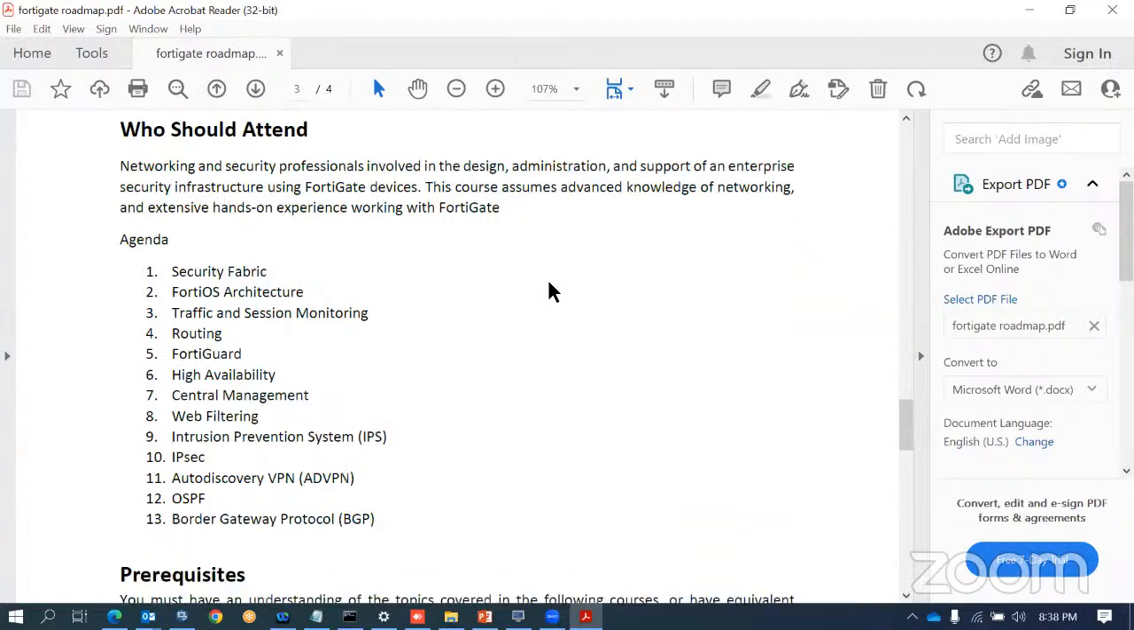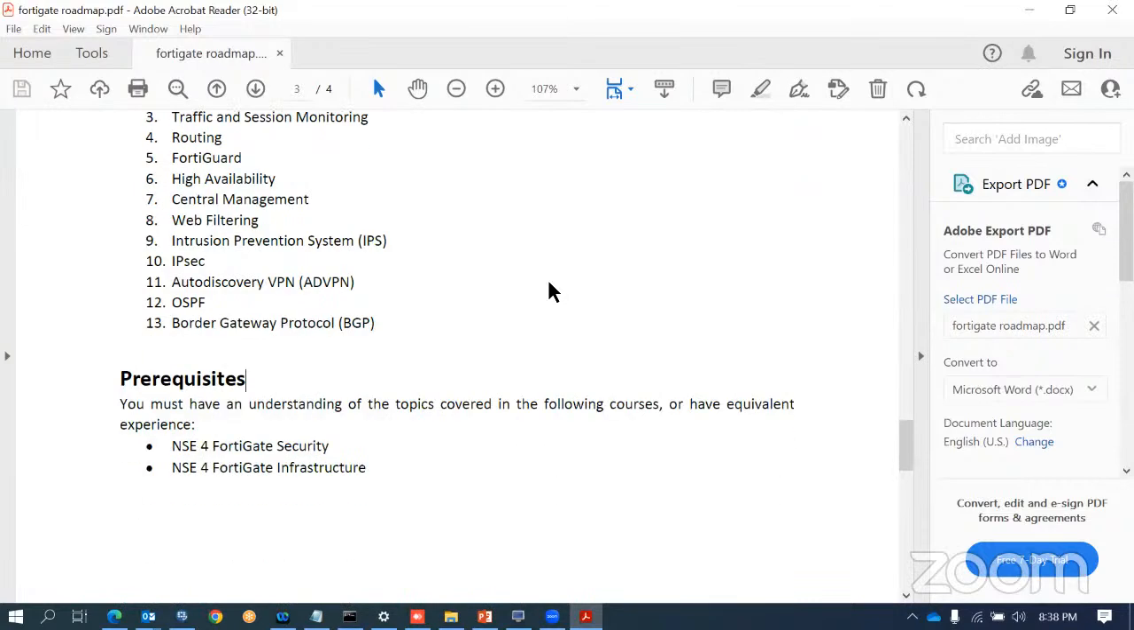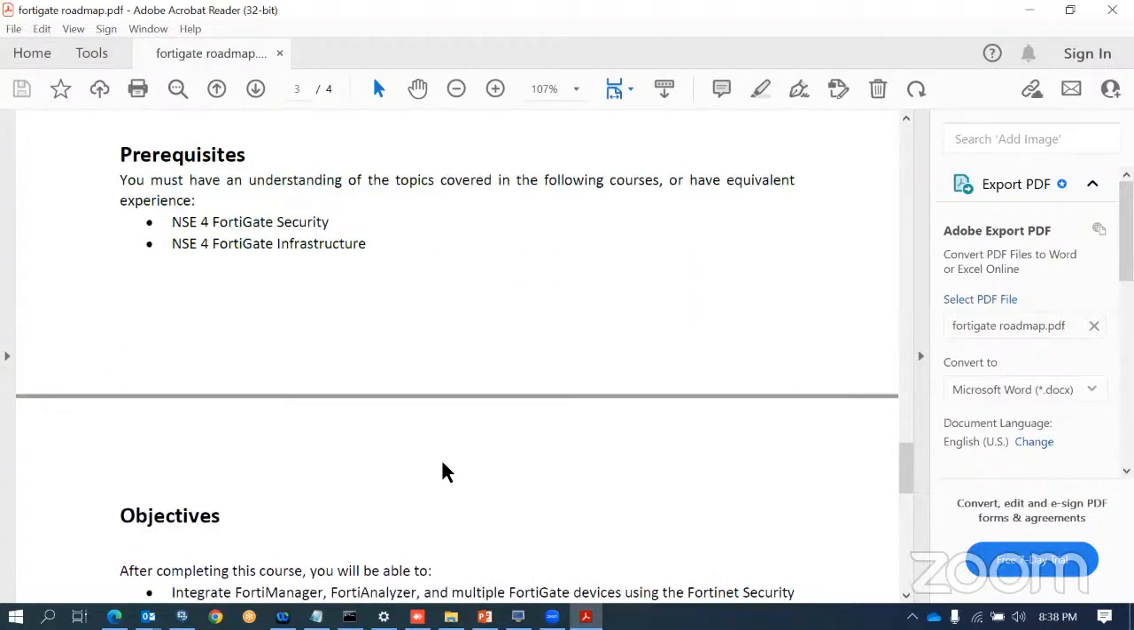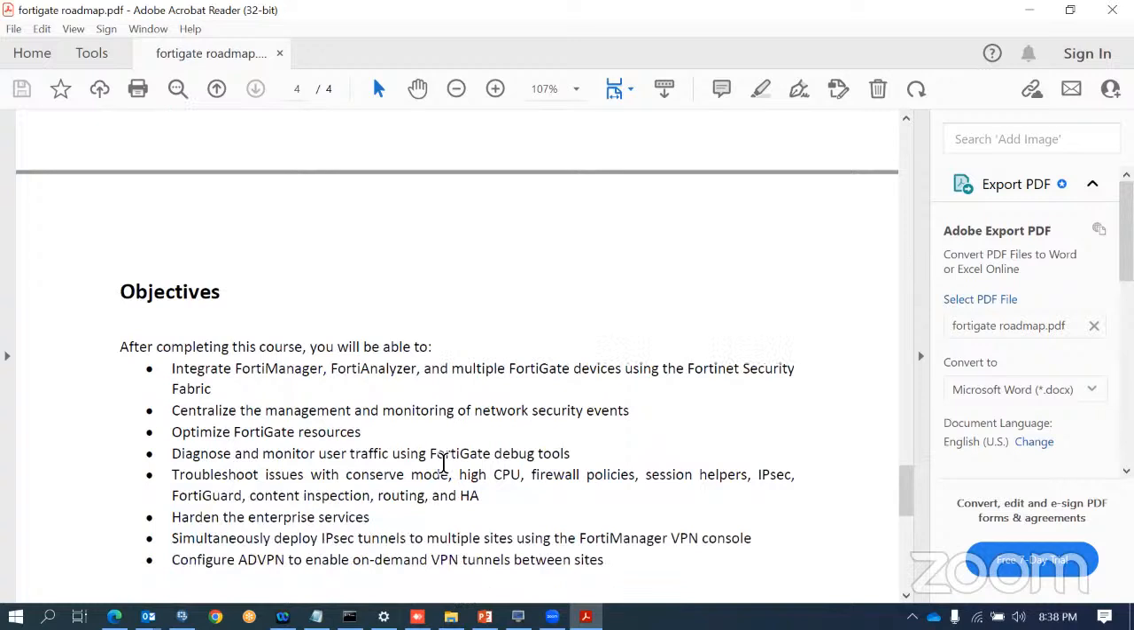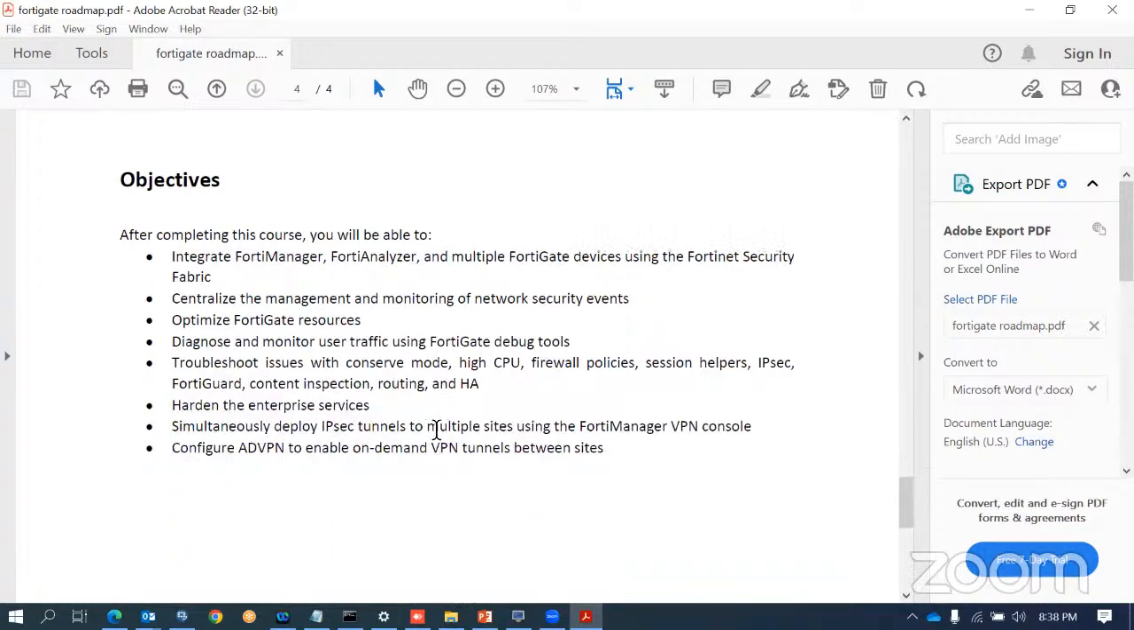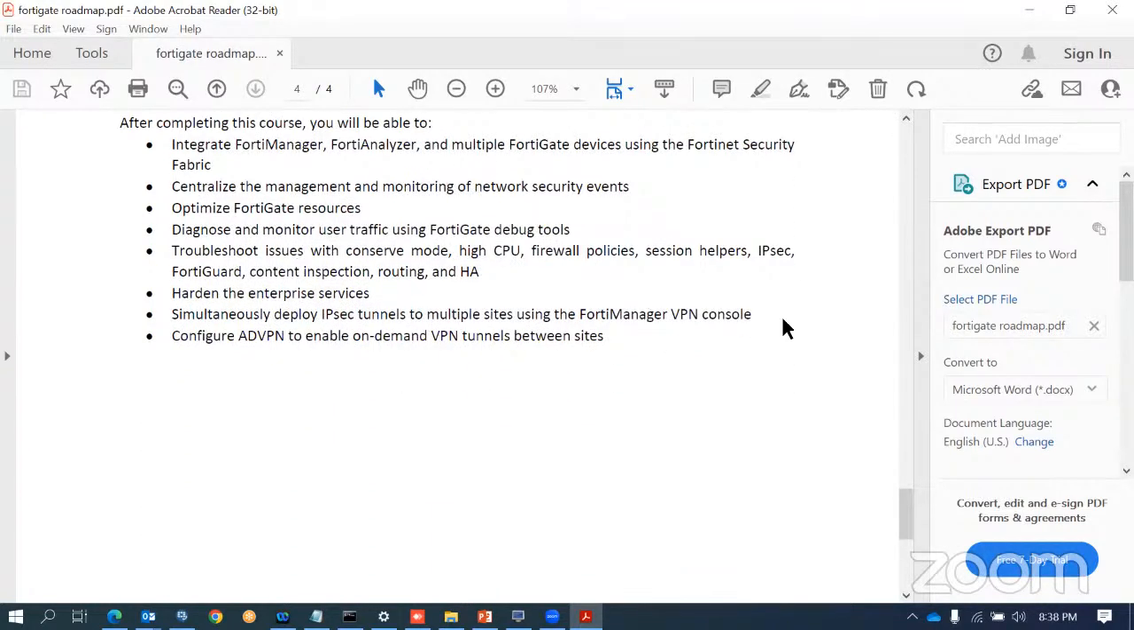Okay, so this is what we'll be covering among this. Again, the prerequisite for this part is definitely the NSE 4. You should know how to deploy the device, what is there in the device, how you will bring up all those things. You need to know. Okay. And these are the objectives that you'll be working on later.